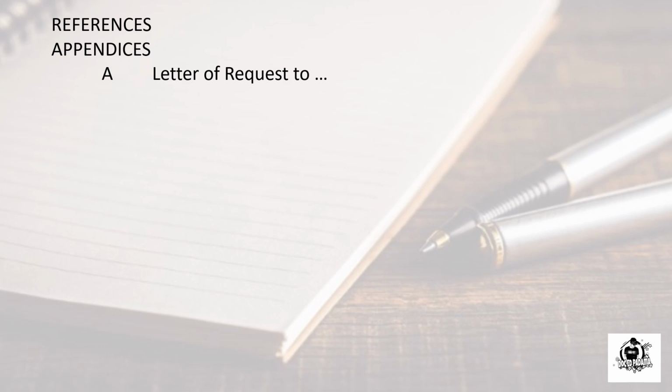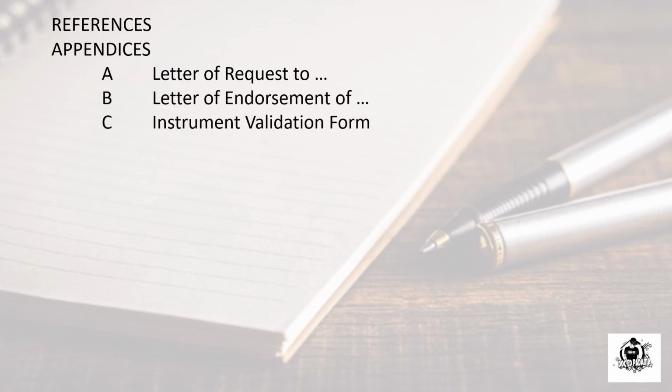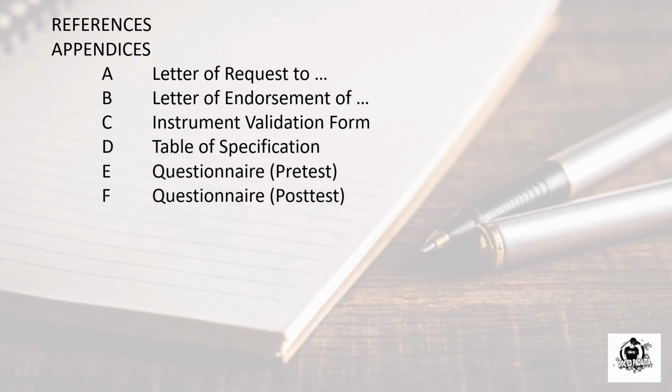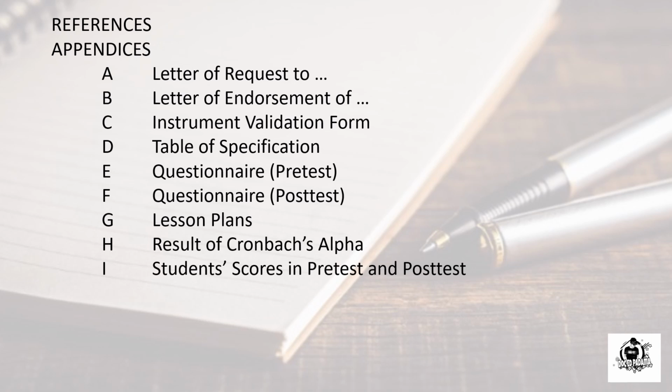Appendices. Examples of appendices that you can compile in your research are your letter of request, your letter of endorsement, instrument validation form, the table of specifications, questionnaire for pre-test and post-test, again if you are using an experimental research, lesson plans, and the statistical treatment that was used in the study, in this case Cronbach's alpha. Student scores in the pre-test and post-test. Curriculum vitae, which is supposed to be the last part of your research and your appendices.